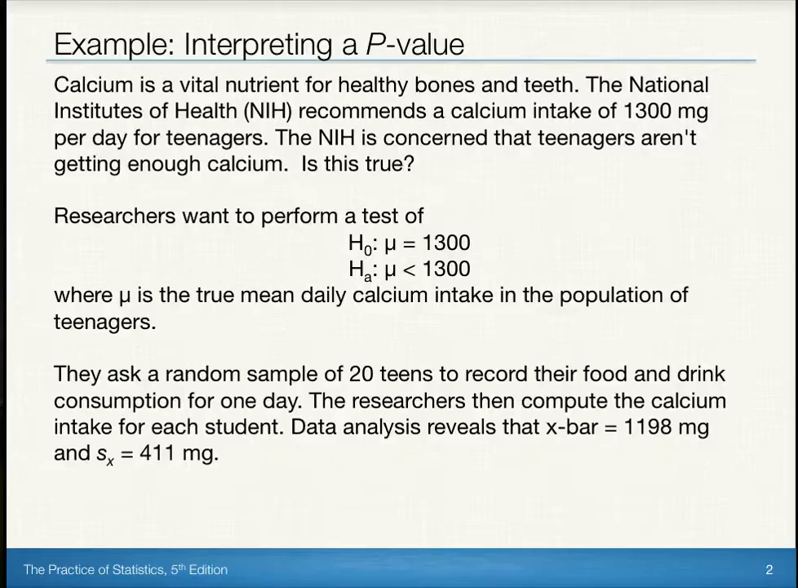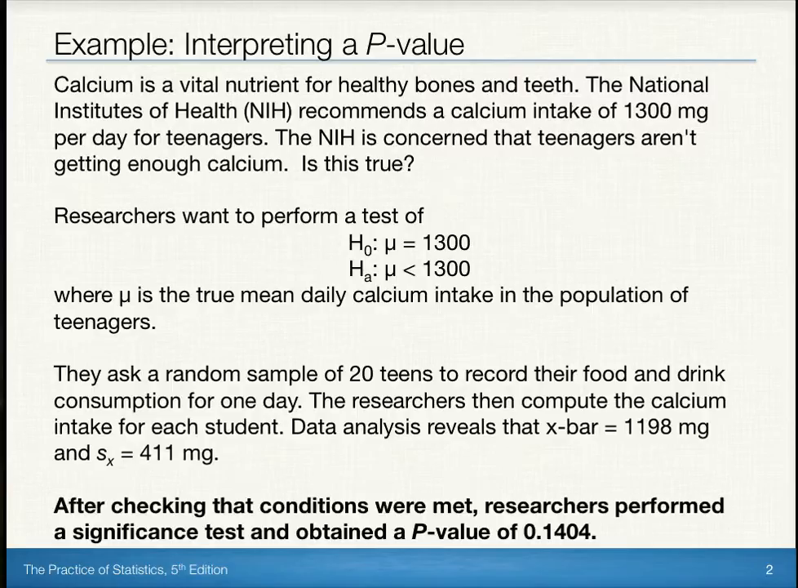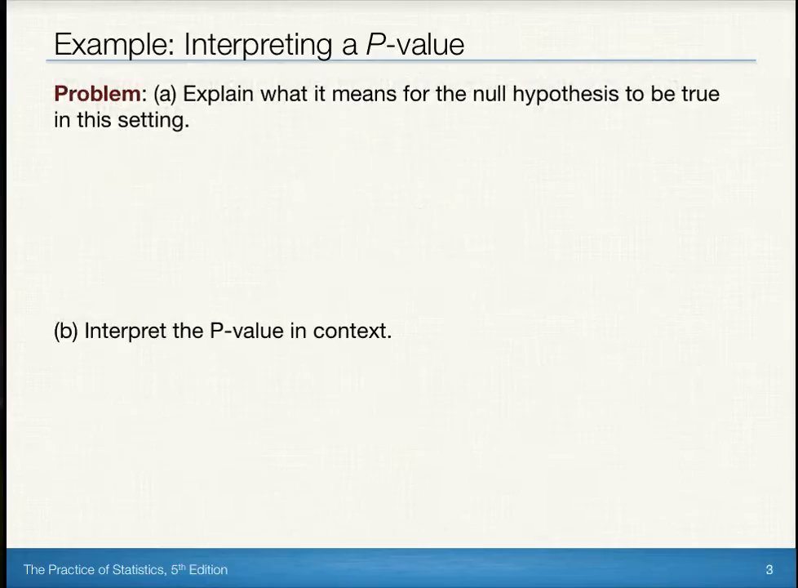Data analysis reveals that x bar, the sample mean, is 1,198 milligrams, and the sample standard deviation is 411 milligrams. Now, after checking that the conditions were met, researchers performed a significance test and they obtained a p-value of 0.1404. So in this problem, we want to explain what it means for the null hypothesis to be true, and we also want to interpret the p-value in context.